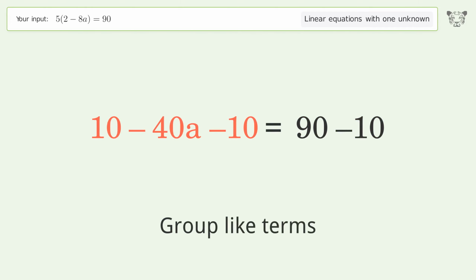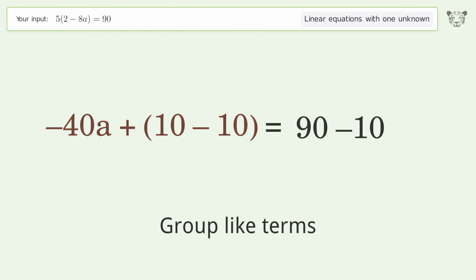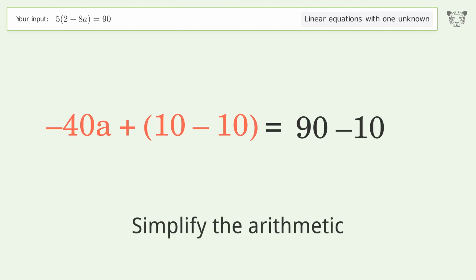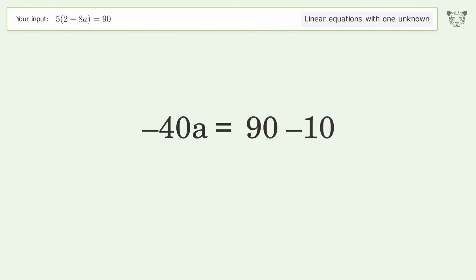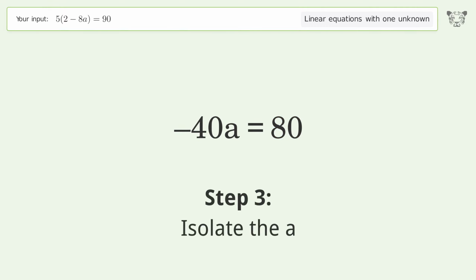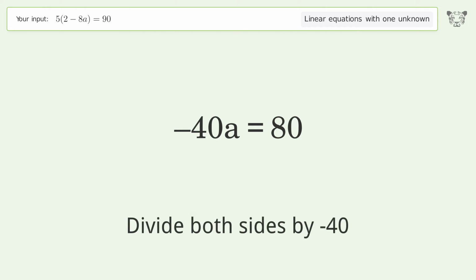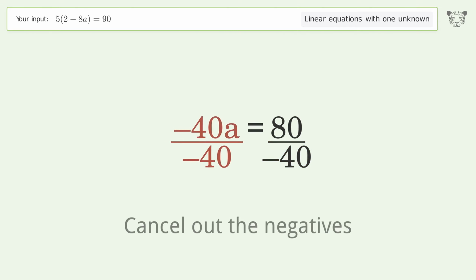Group like terms. Simplify the arithmetic. Isolate the a. Divide both sides by -40. Cancel out the negatives.